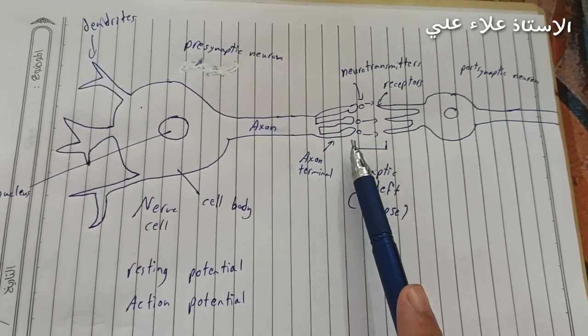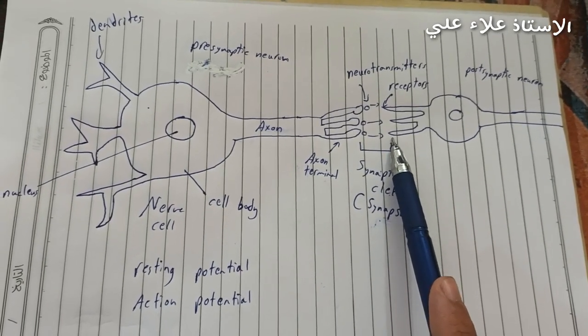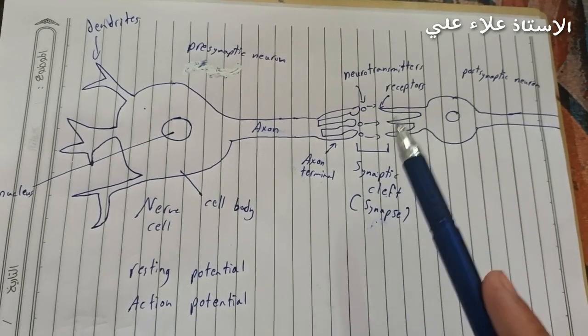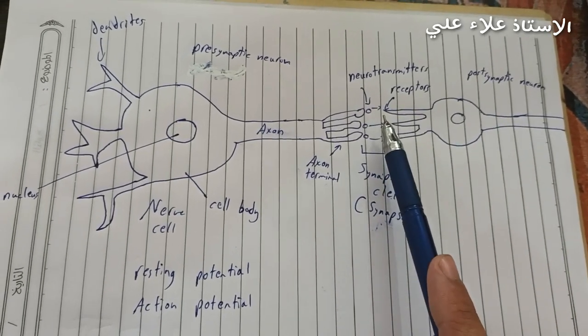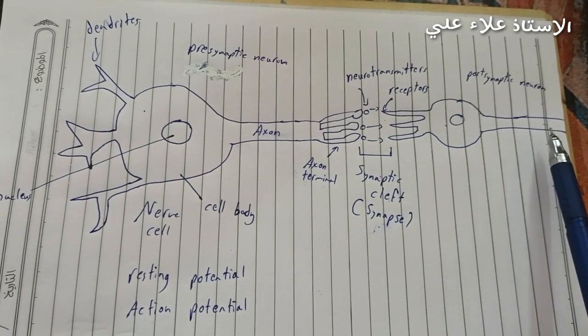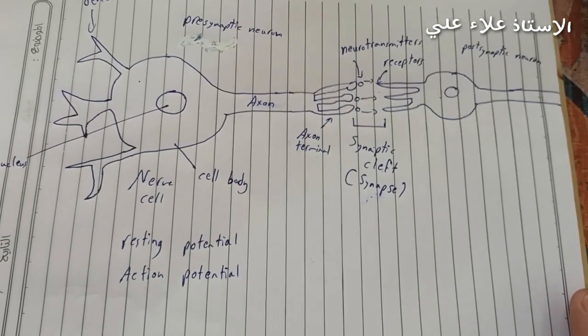When the neurotransmitters go from one neuron to another, they will be received by something called receptors, which are the neurotransmitter receptors. When they are received by the receptors, they will go on to the next neuron and they will continue to other neurons or even reach muscle cells.